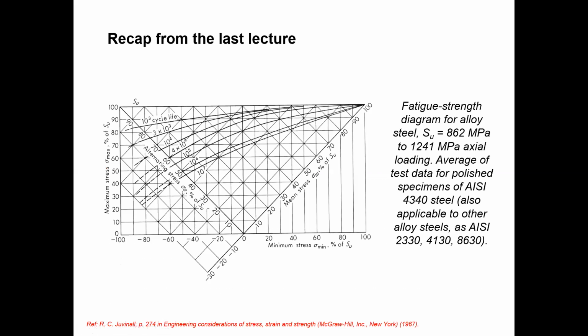And we discussed this paragraph as well. If you have alternating and mean stress together, you need to find the maximum stress and minimum stress, and according to that you can find the coordinate on this graph, and from the line through that point you can calculate the fatigue lifetime. So we already discussed this kind of diagram as well.